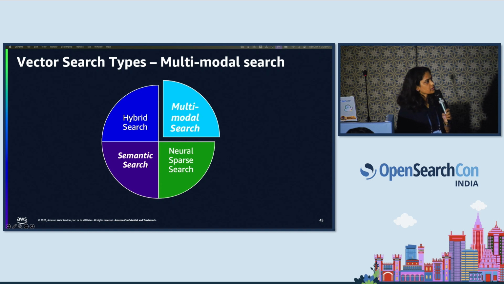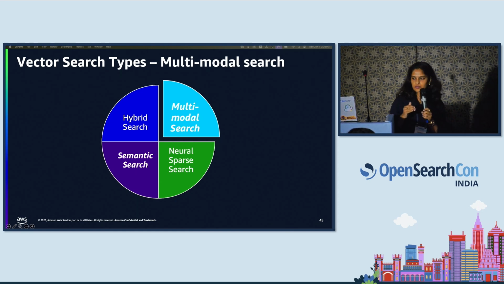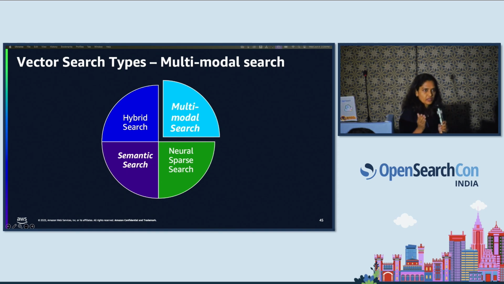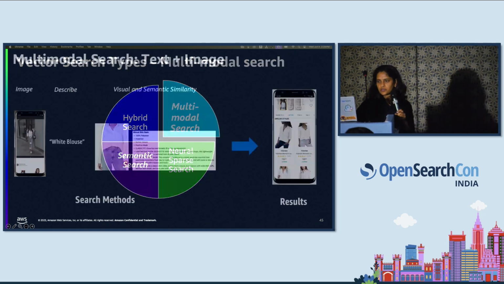Yeah, and the next one, I think we also spoke a little bit about the multimodal search earlier. So this brings you a capability of searching with multiple unstructured data. It can be both textual and images, or text plus video. And you can use two different models as well to create this particular vector. Let's see if I have an example.